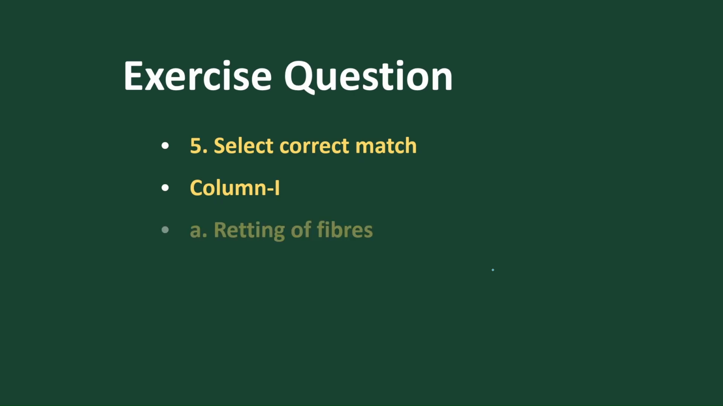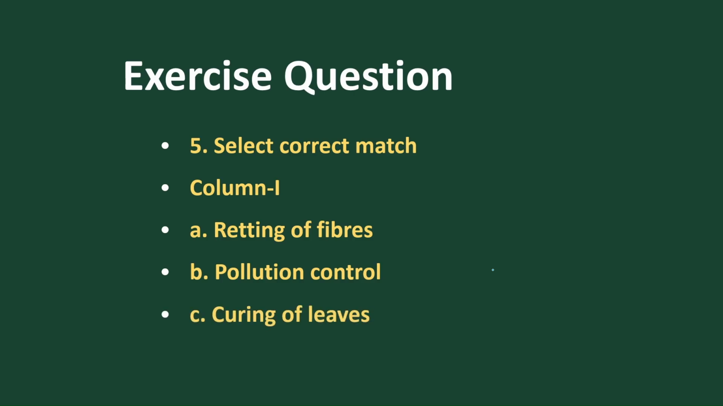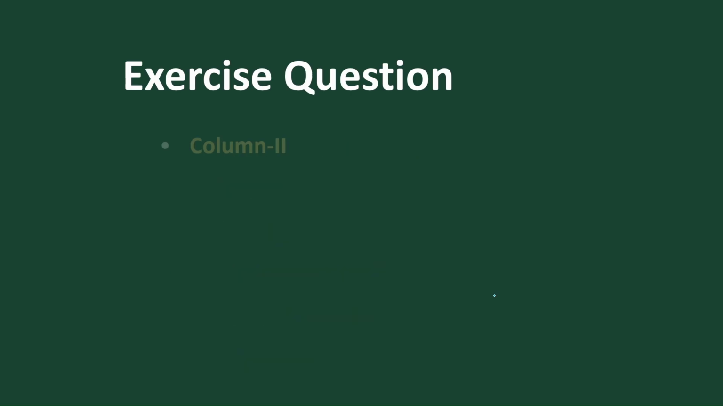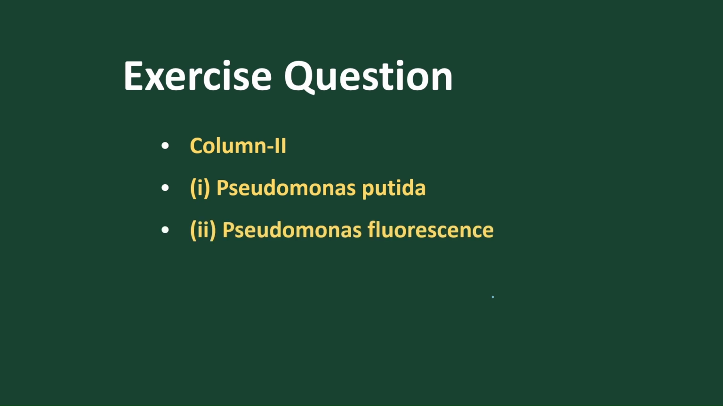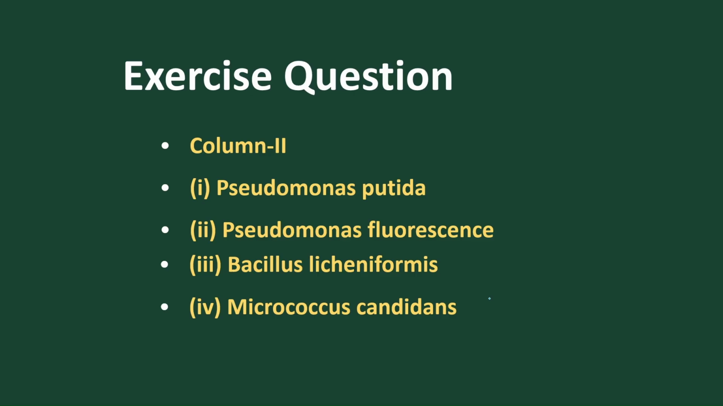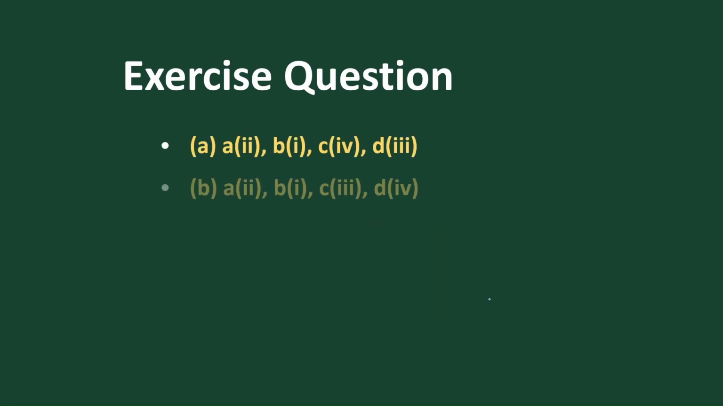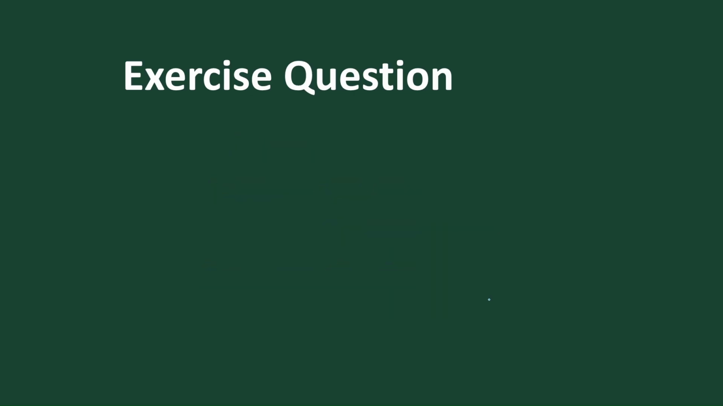Select the correct match. Column 1: retting of fibers, or removing the bast fibers from jute; pollution control, as we have discussed in this chapter; curing of leaves; and bacitracin. Column 2 contains Pseudomonas putida, as we have discussed now, Pseudomonas fluorescens, Bacillus licheniformis, Micrococcus candicans, and these are the options. Go through the options. Then move on.